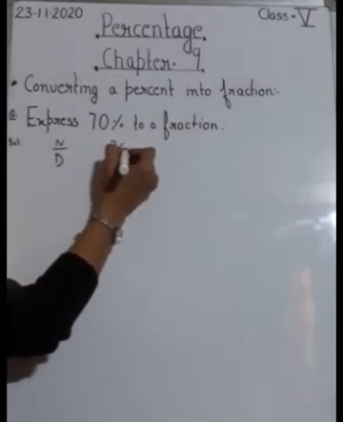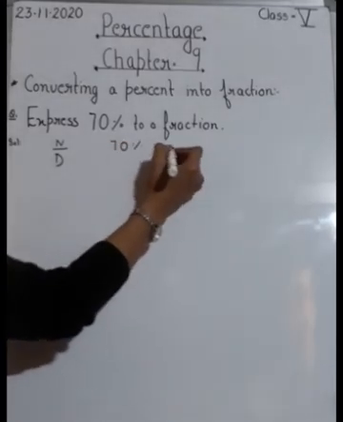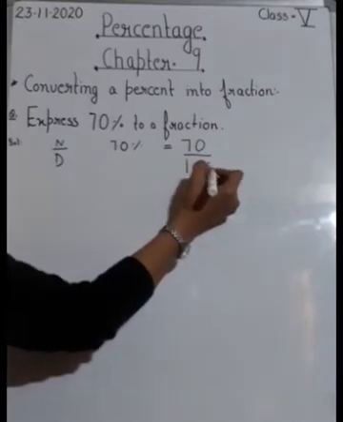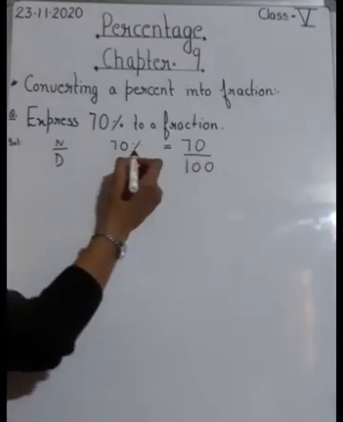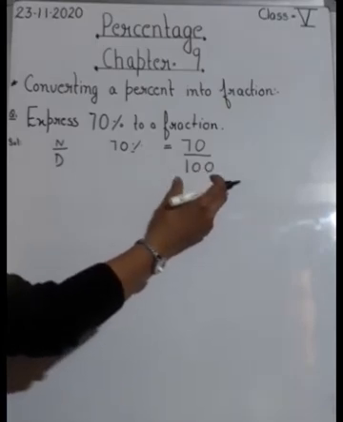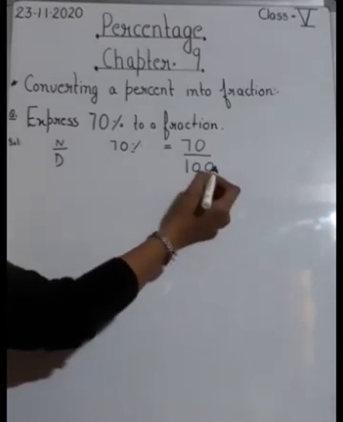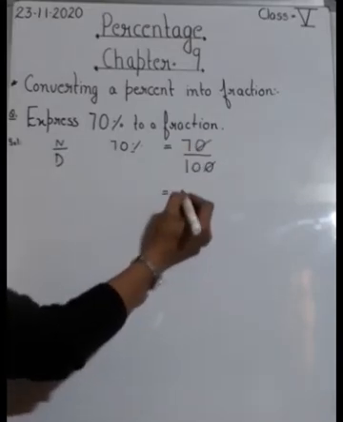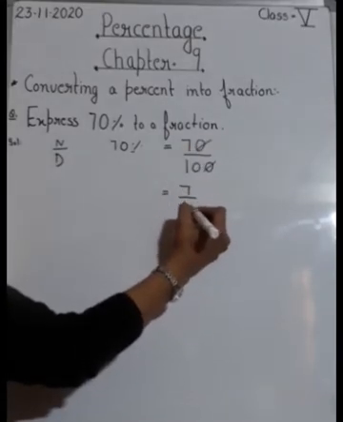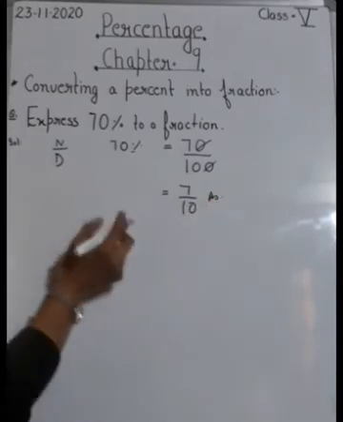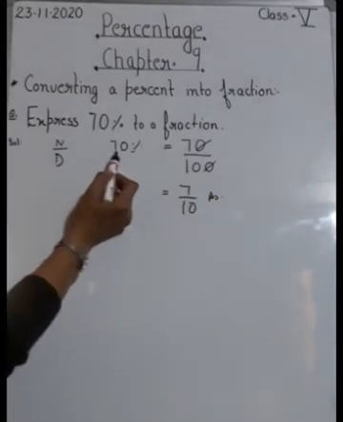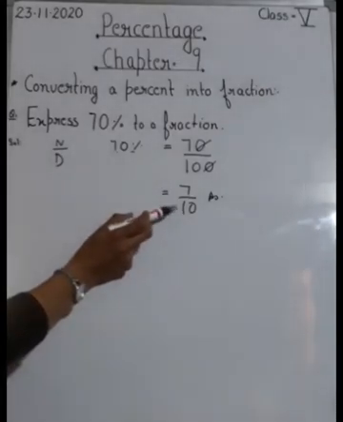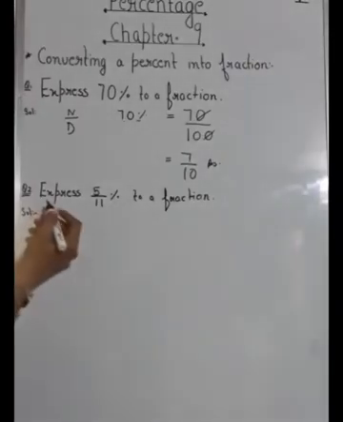So you will write 70% is equal to 70 upon 100. You will remove this percentage sign and put a 100 below this 70. Clear? After doing that, you have to reduce this to the lowest term. So I am cutting this 0 from the 0. What you are getting is 7 by 10, and this will be your answer. So you have converted 70% as a fraction, and you are getting 7 upon 10. Clear? We will do one more question.